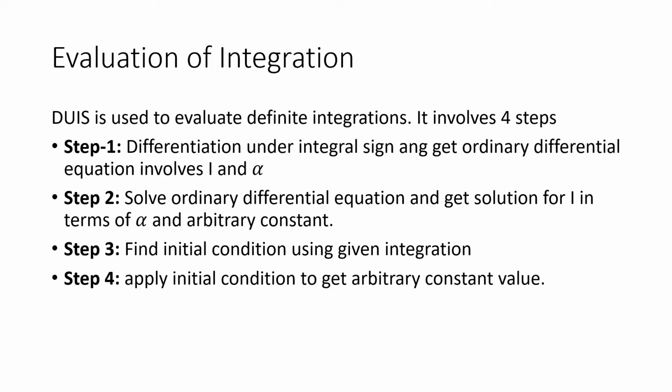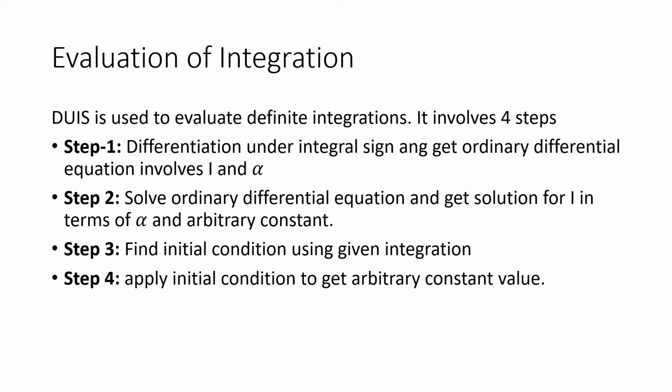Now just last step, that is fourth step, apply this initial condition to the solution which you get in step 2 and get the value of arbitrary constant. Okay, when you will get the value of arbitrary constant, then put it back in the step 2 solution, then you will get the final value I only in terms of alpha. So these 4 steps are involved in DUIS.